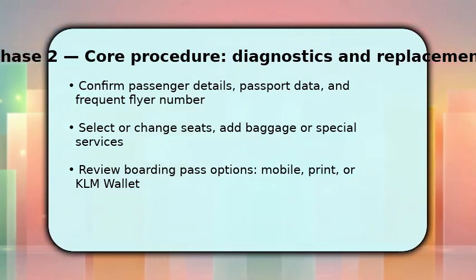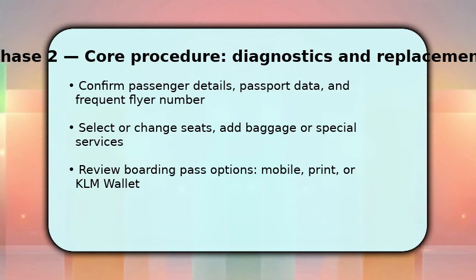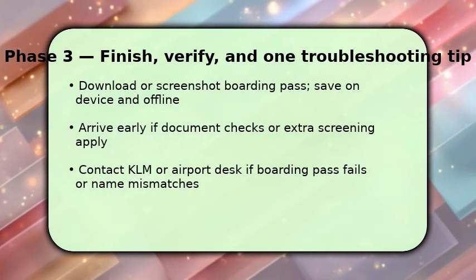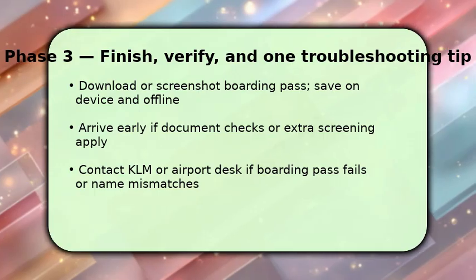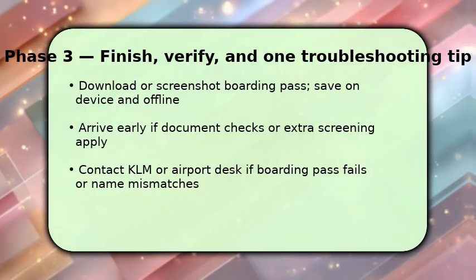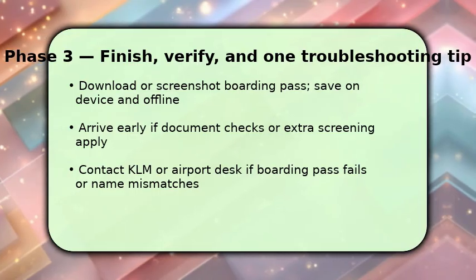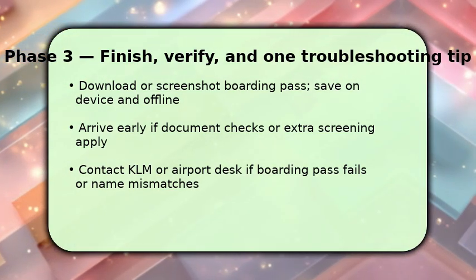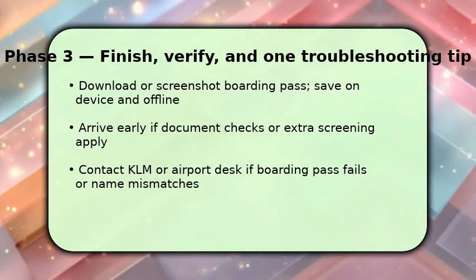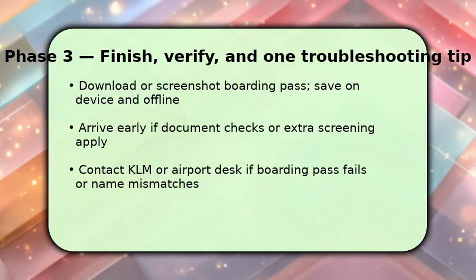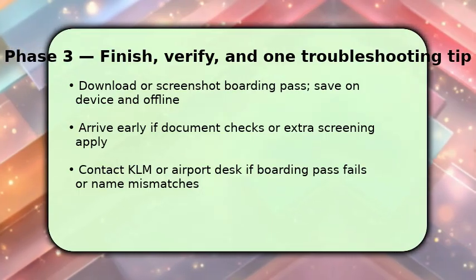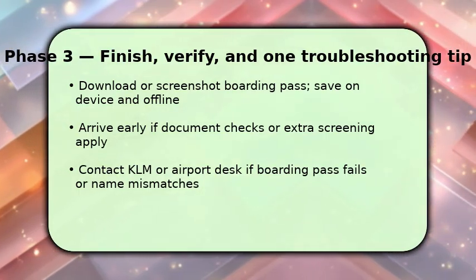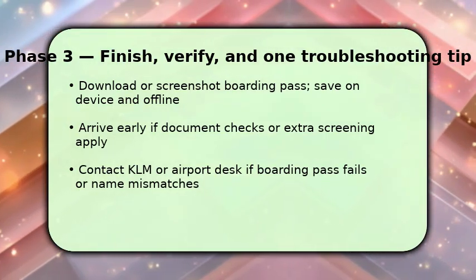Finish by downloading or saving your boarding pass and any baggage receipts. Keep an offline copy so you don't rely only on signal. Then confirm airport arrival time, because extra security or document checks can add delays. Aim earlier rather than later. If the boarding pass won't generate, or you see name mismatches, immediately contact KLM support or the airport check-in desk. They can reissue passes or correct details. One tip: clear the app.